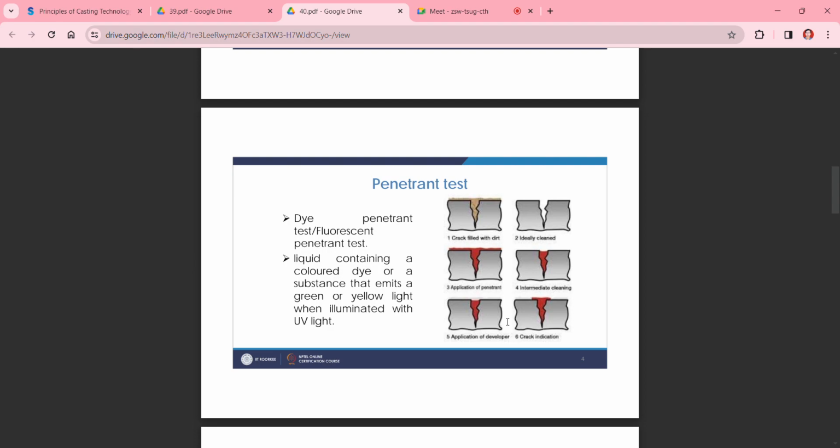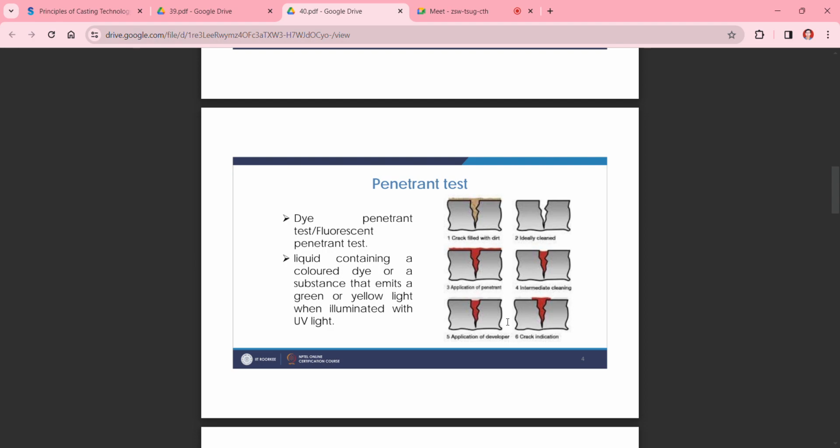After the dye solution has penetrated inside the crack, we will apply some fluorescent light or UV light. We will inspect that casting in the presence of UV light. Whatever dye we have provided on the surface of the casting is going to illuminate in the presence of UV light, so you will be able to inspect the defects on the surface of the casting. This type of penetrant test can be applied on diamagnetic materials also.